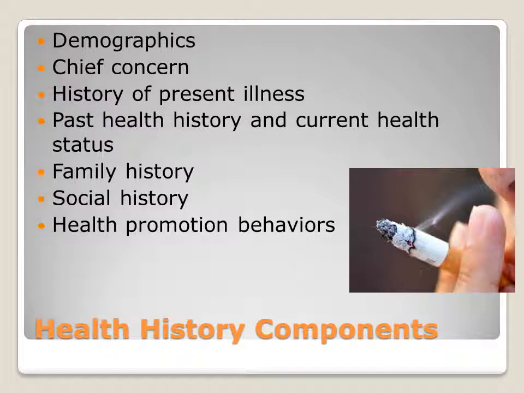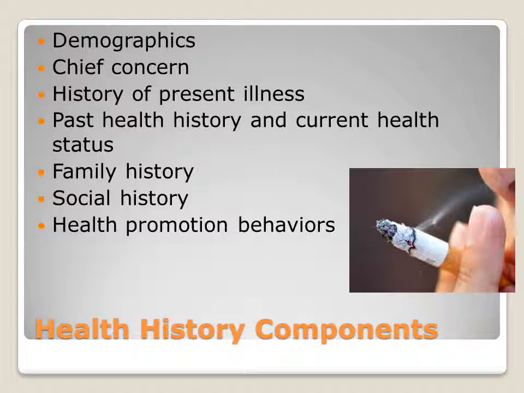Health history components include demographics. Where do they live? How old are they? What is their gender, their occupation, marital status, family at home? The chief concern. Why is the client seeking care in the client's words? History of a present illness. You need some details. Chronological description of the symptoms, severity, location, quality, quantity, etc.